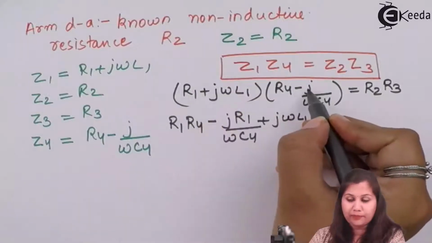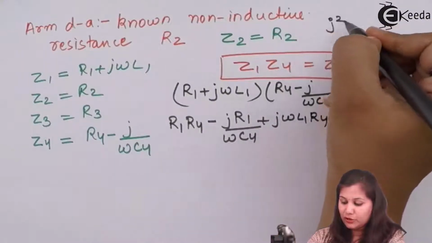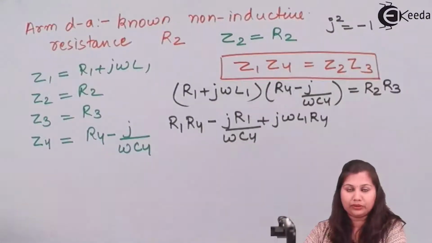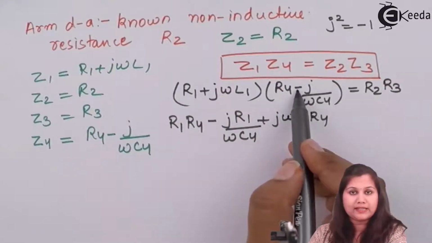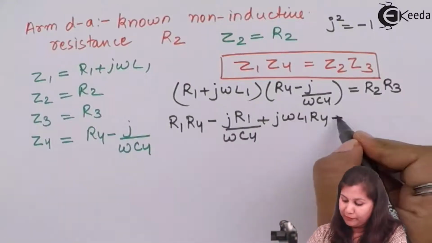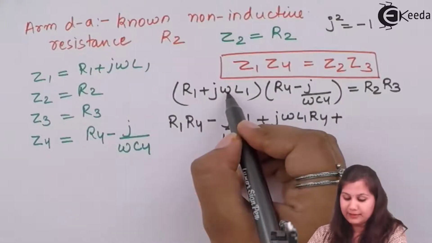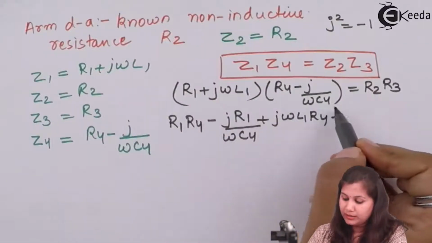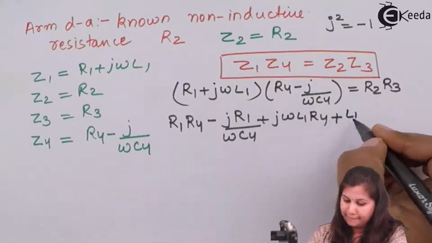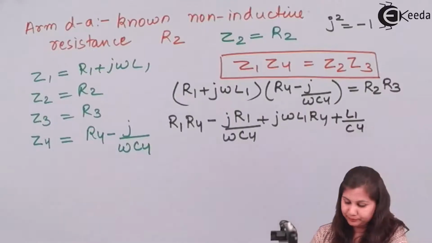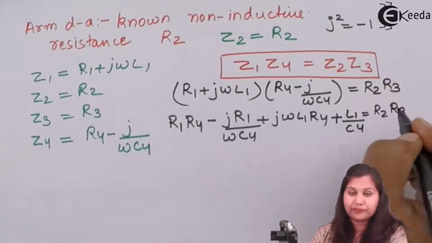Multiplying these, we will get R1 R4 minus J R1 upon omega C4 plus J omega L1 R4 plus, J and minus J. Here we have J and J. When we multiply them, J square is equal to minus 1, as we know. So J square is minus 1 and this minus will become plus. So we will have a plus sign, and omega and omega will cancel, leaving L1 upon C4. And this will be equal to R2 R3.